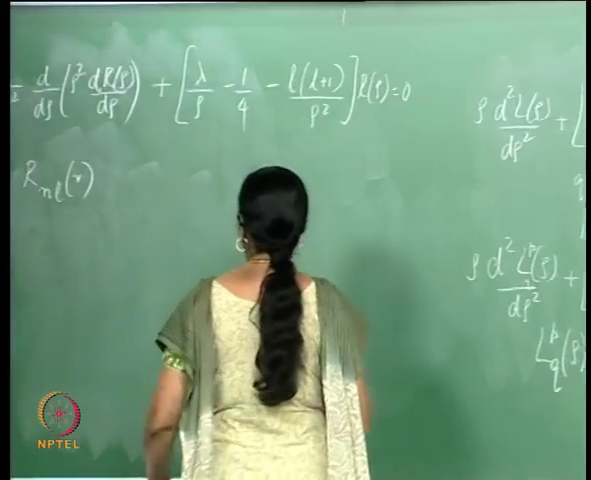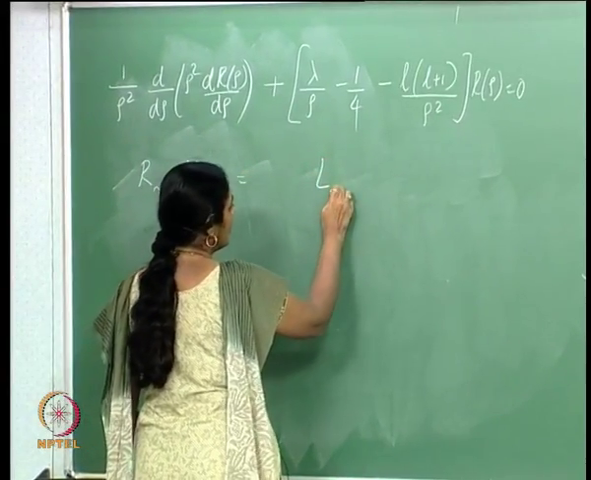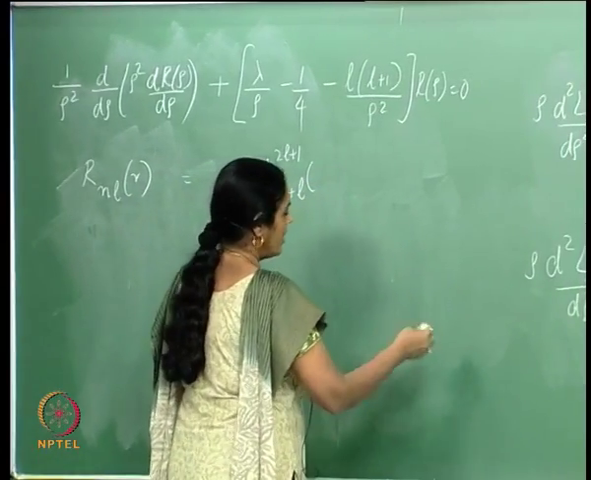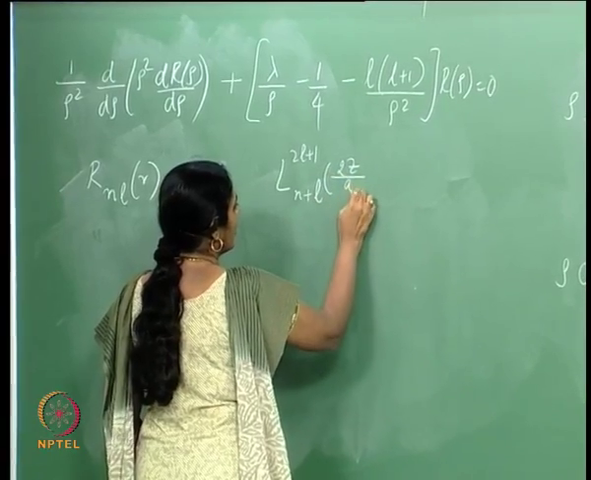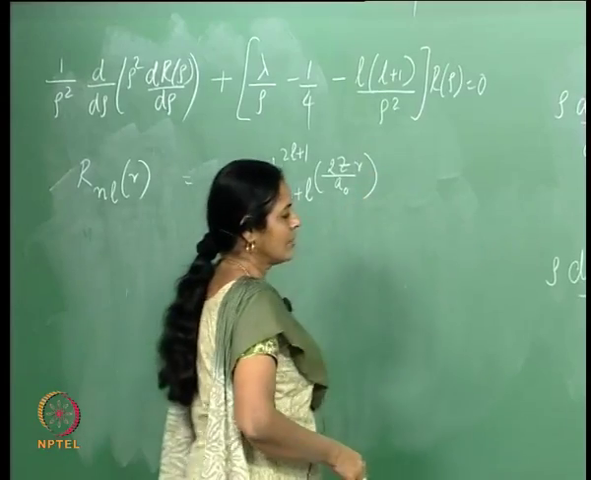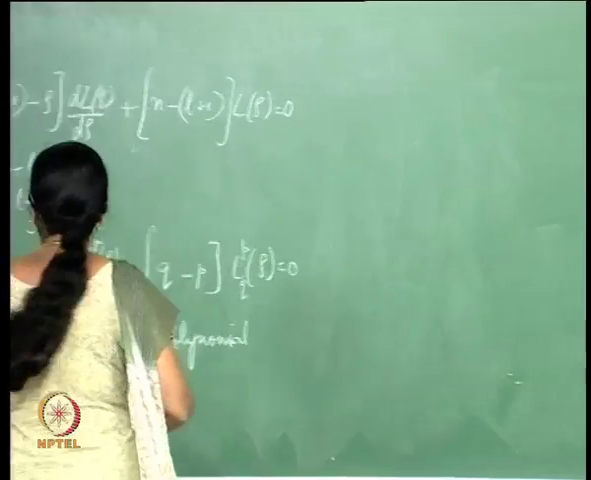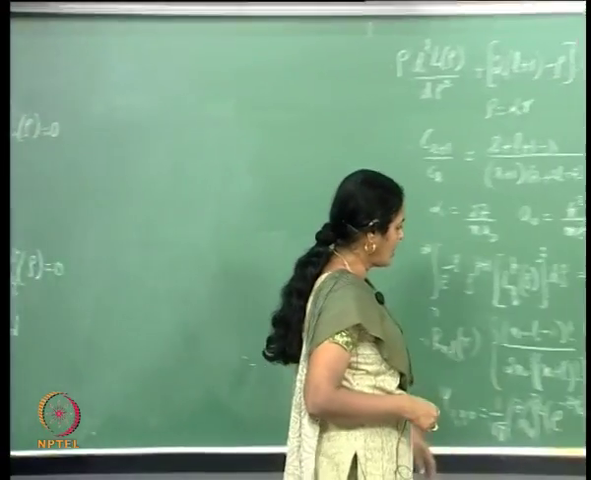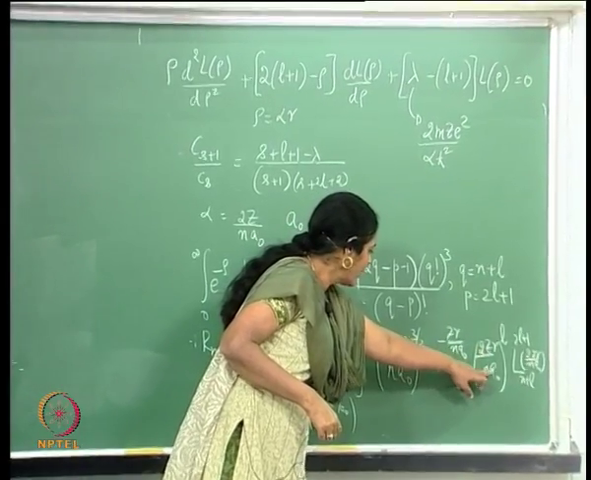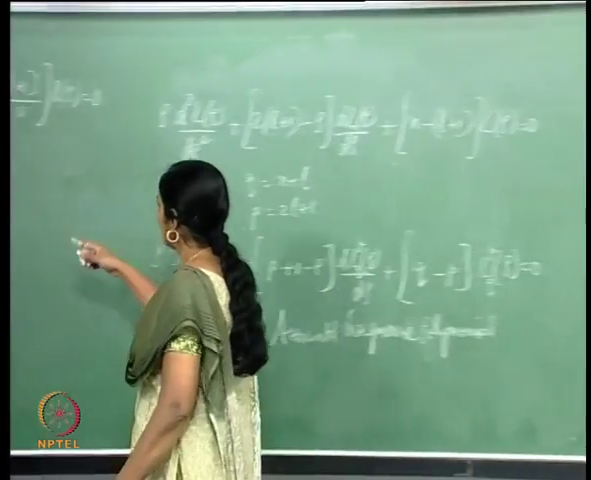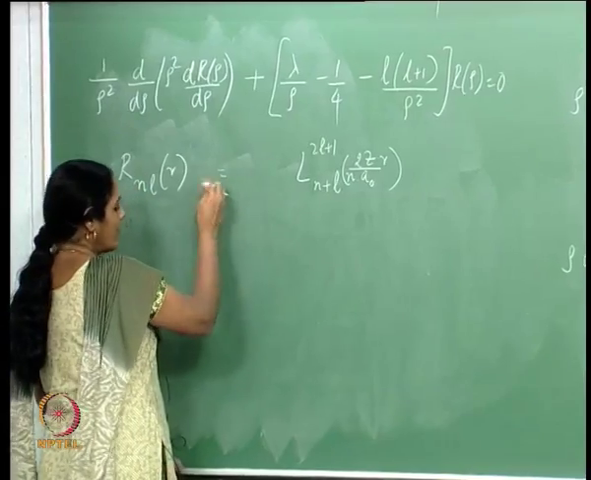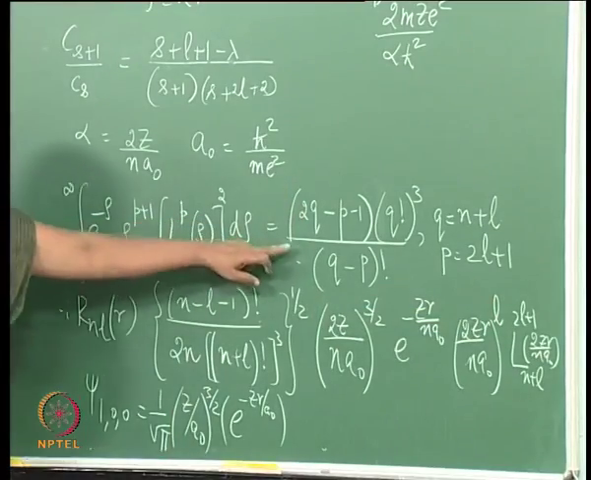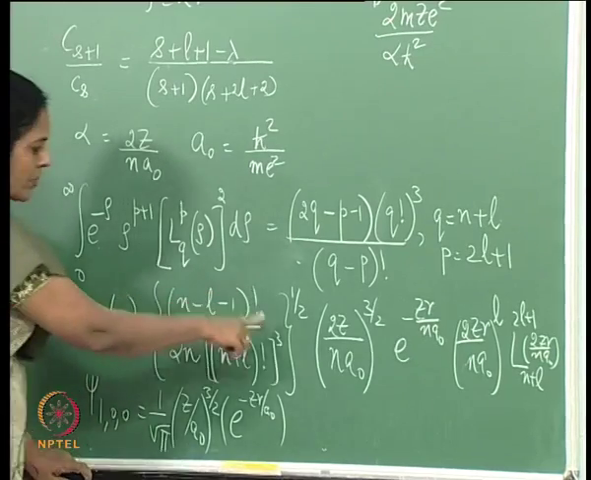So when I put that in, R_nl of r is L_q^p of rho, and rho is alpha r, and alpha itself was 2Z by n a naught. So rho is alpha r, that is 2Z r by n a naught. But apart from this, I would have some normalization factors out here because of the orthonormality relation of the associated Laguerre polynomials. So this is R_nl of r, and I put down the expression here.